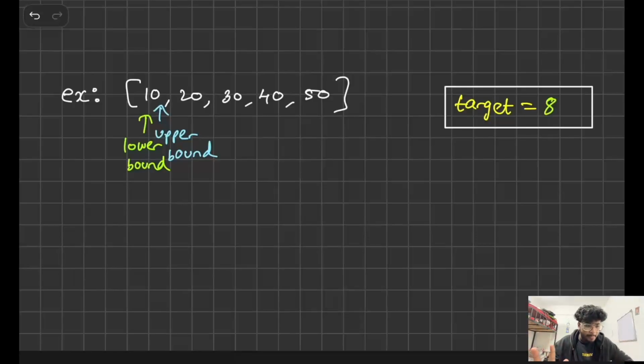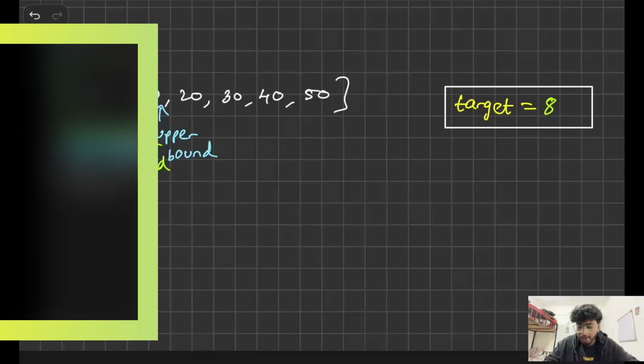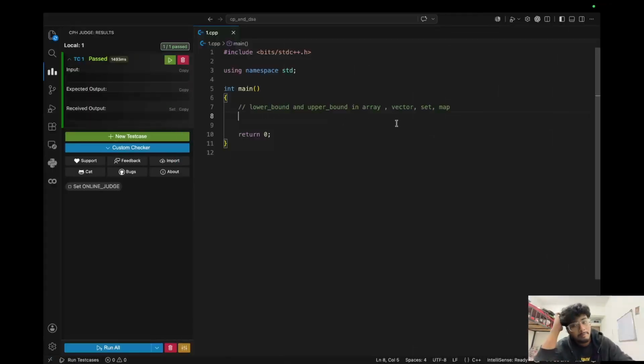Let's get into code and actually see how we can code them, what arguments they take, and how we implement these functions. So let's try to implement our lower bound and upper bound functions on an array. I'll show just the implementation of lower bound; upper bound is similar. Let's have the same array we declared: 10, 20, 30, 40 and 50.